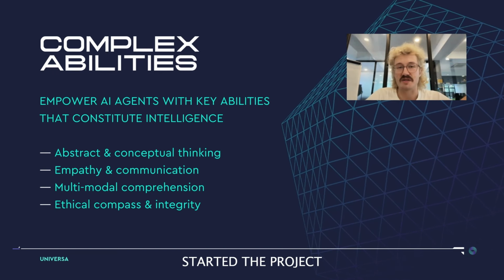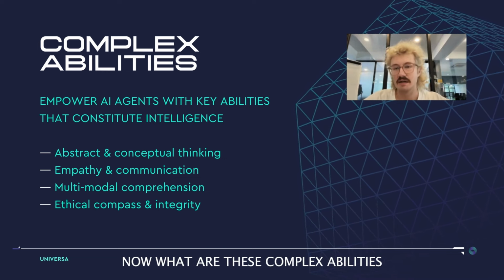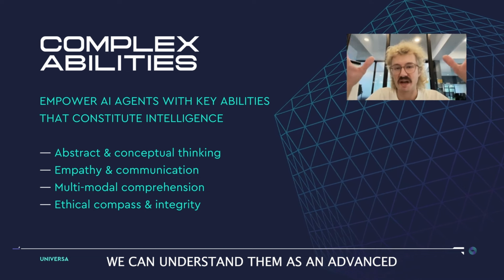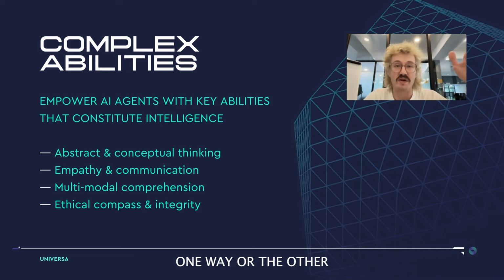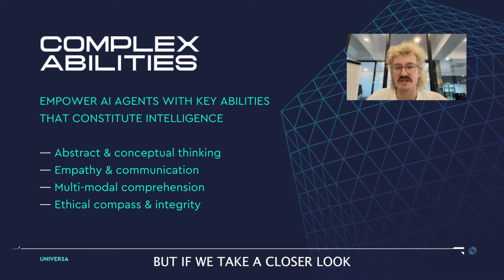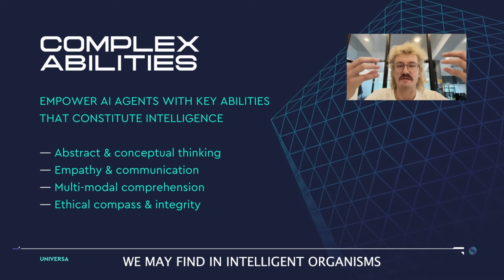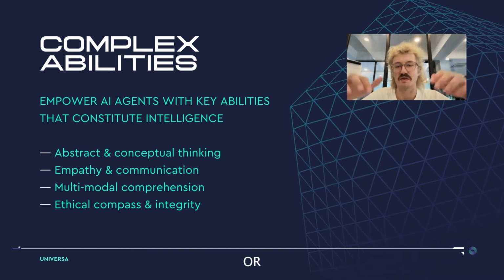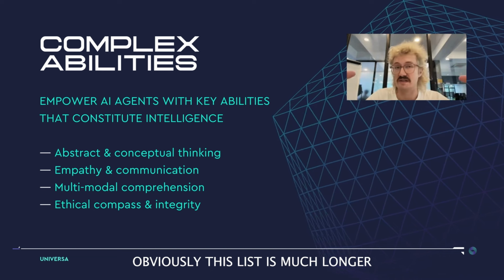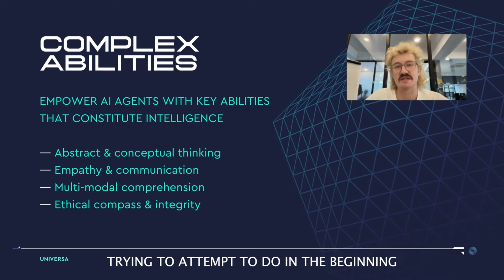1 year ago, when we started the project, we initially focused on empowering AI agents with complex abilities. Now, what are these complex abilities, you might ask? Well, we can understand them as advanced abilities that constitute, in one way or the other, an intelligence. Now, intelligence is a very broad term, but if we take a closer look, we can discern certain specific disciplines or specific abilities that we may find in intelligent organisms, or we may find essential for intelligent behavior. Now, obviously this list is much longer than what we have here on the slide, but I think it's going to give you a good glimpse about what we were trying to attempt to do in the beginning.